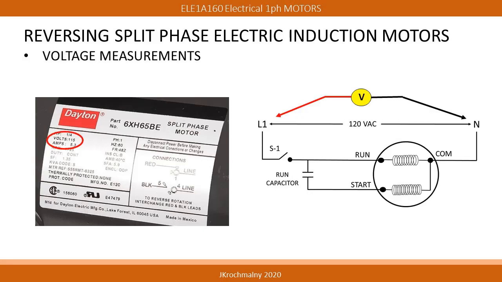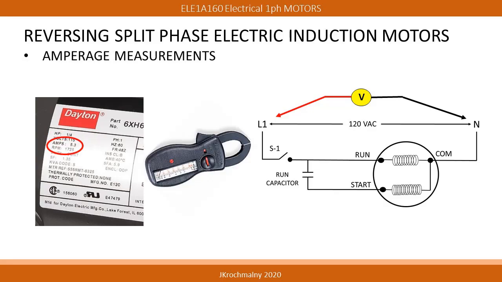Referring to the motor nameplate, we see that the motor manufacturer has designed this motor for a voltage of 120 volts AC. We can use this information to measure the voltage being supplied to the motor. The voltage configured meter is placed across the L1 and N terminals of the power supply. Notice that for all voltage measurements, the power has to be placed into operational mode in order to measure it.